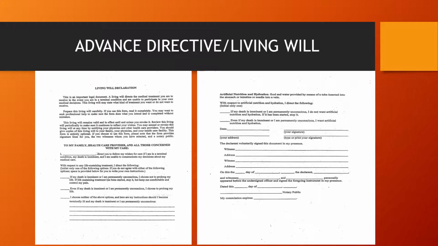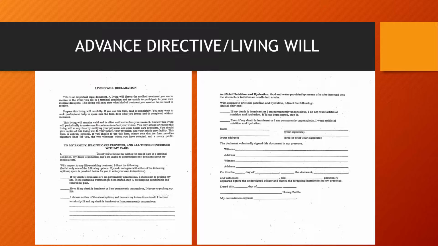This is an example of an advance directive or a living will. It allows the patient to state how aggressively they would like to be treated in the case that they are dependent on life support. This is an example that shows that they have different options. That if their death is imminent and they are permanently unconscious, that they would like cares to be withdrawn and just to be kept comfortable in controlled pain.